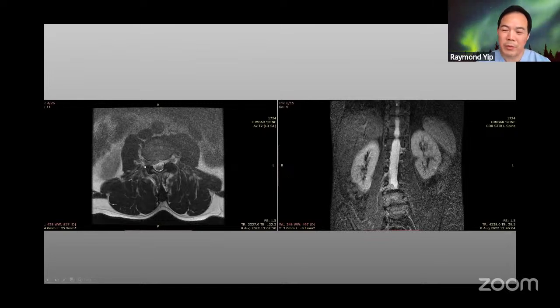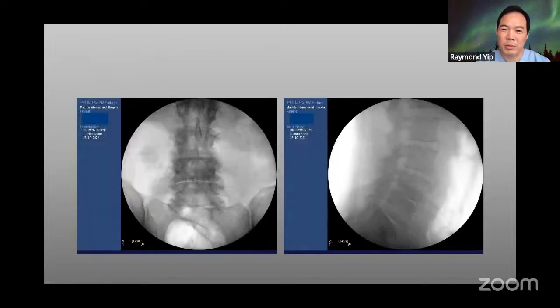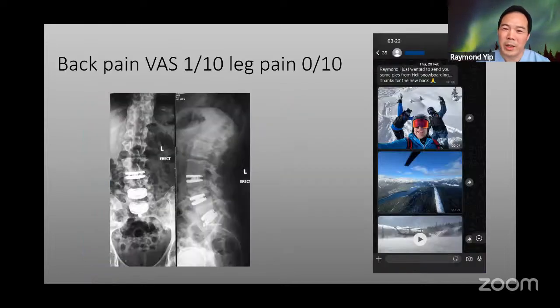So there's 3-level pathology here. Some stenosis at 4-5 and 5-1. So total collapse. And you can see why the pressure's on the 3-4, because there's not much movement at the 4-5 and 5-1. So we've done a 3-level TDR, and this is him 1 year after. He's gone skiing. He's just said, thank you for the new back.